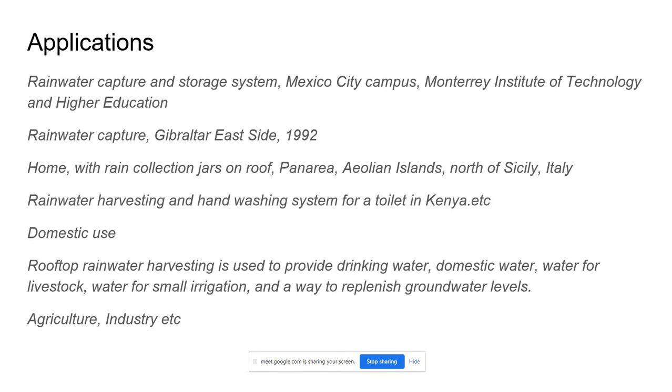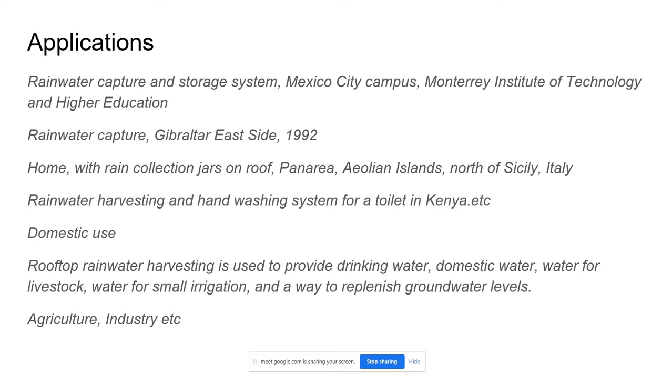There are several applications across the world we have seen, like rainwater capture and storage system in Mexico City, rainwater home with rain collection jar in Italy, rainwater harvesting and hand washing system for toilet in Kenya, and other domestic uses like water for small irrigation, livestock, and for drinking also.